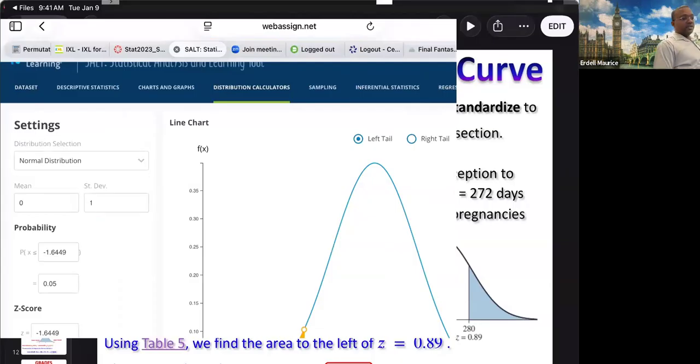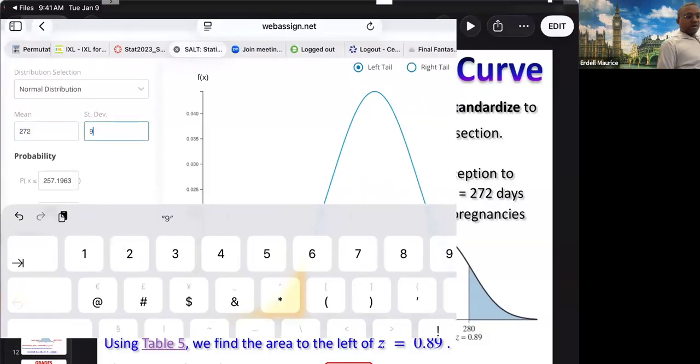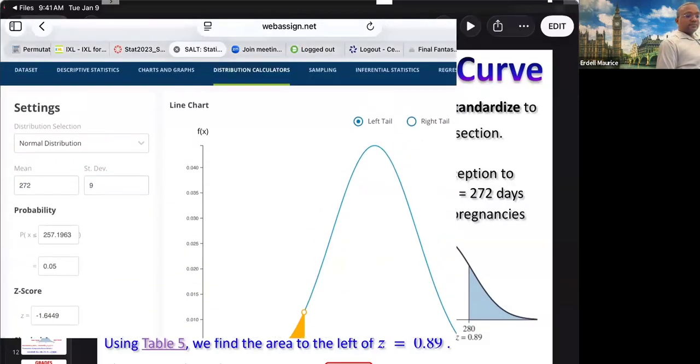And then you go over and put in the mean. The number of days was 272. That was the average. And the standard deviation was 9. And then, importantly, it says between, and so we're shading in between two values. So we click on between on our SALT page right here. Questions there?